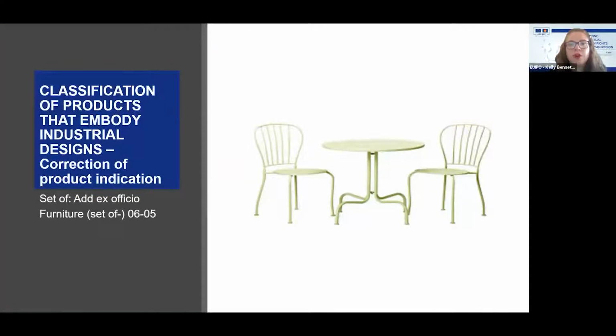Now, where a design represents a set of products, and these products are indicated in the application, so for example, an application for a set of furniture specifies that the products in which the design will be incorporated are furniture, the examiner will replace that indication with furniture (set of).